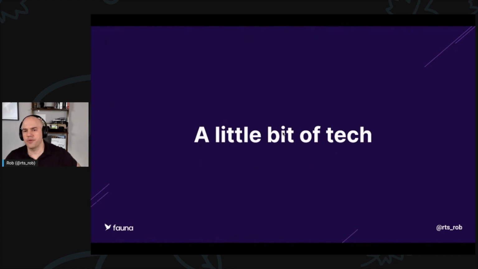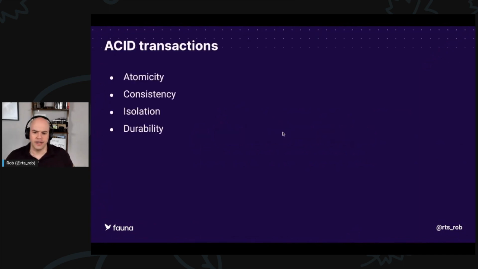A little bit of tech. I promised you some information about the algorithms behind all this. Transactions in Fauna are ACID transactions. Atomicity: either everything happens or nothing happens. This is the classic, again, Fauna transactions are real transactions. If you want to understand more, I'd refer you to the Jepsen study, the Jepsen evaluation. But atomicity, it all happens or nothing happens.